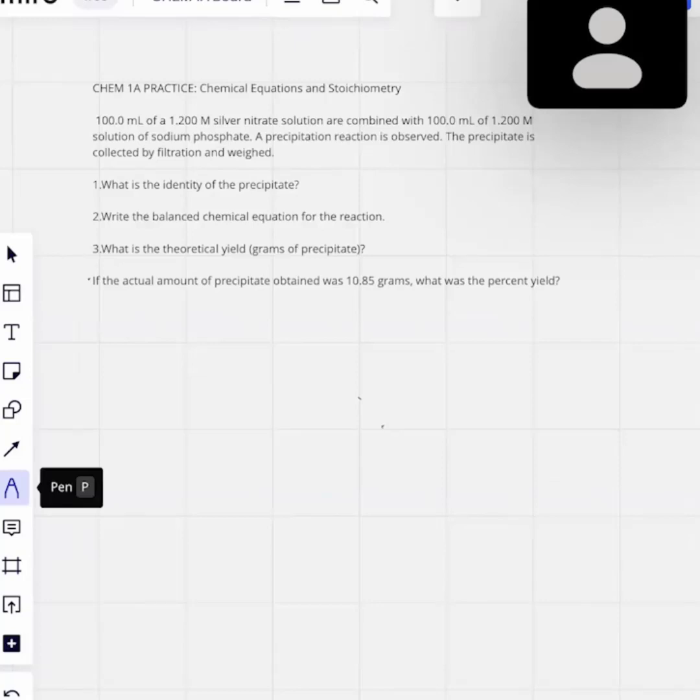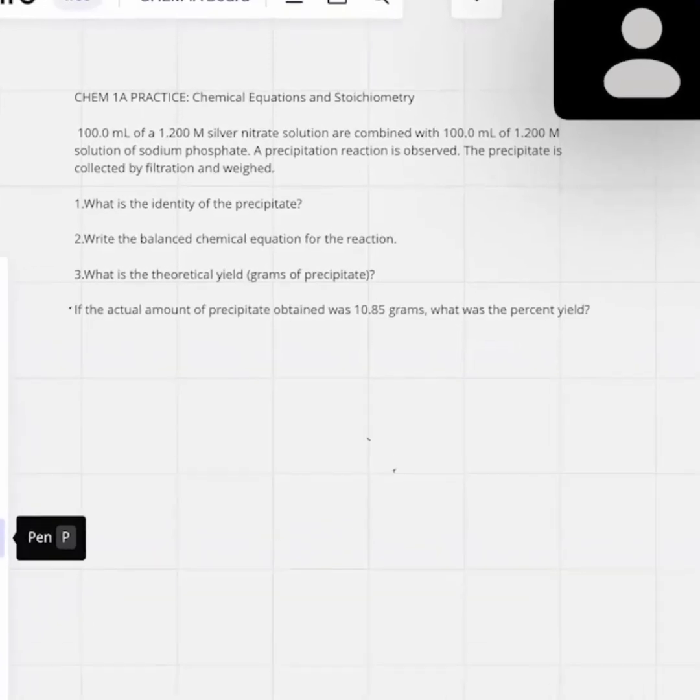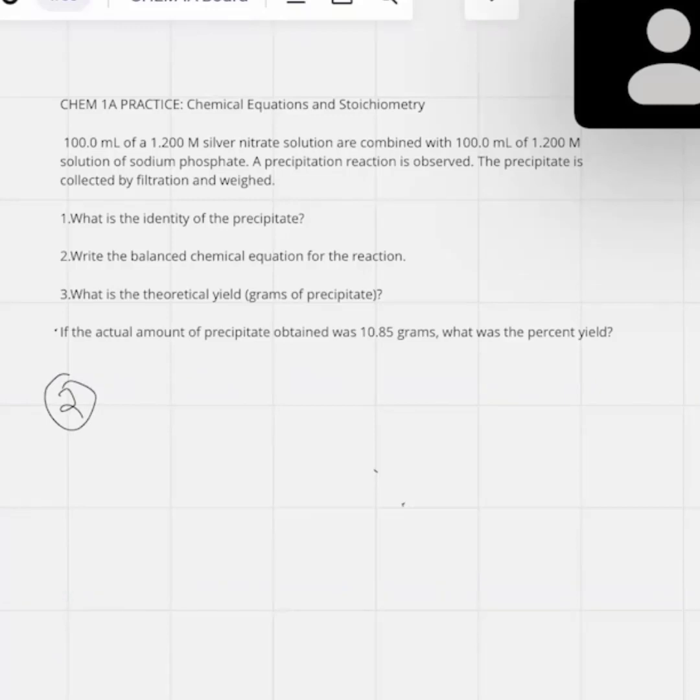Okay, let's now tackle question number 2. And remember that one of the key things in writing a balanced chemical equation is to make sure you have the correct formulas.